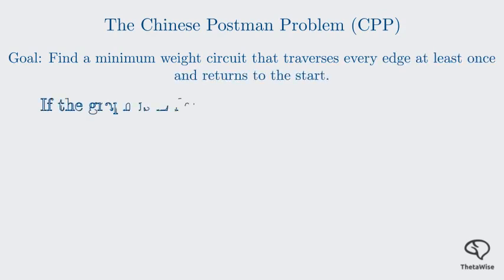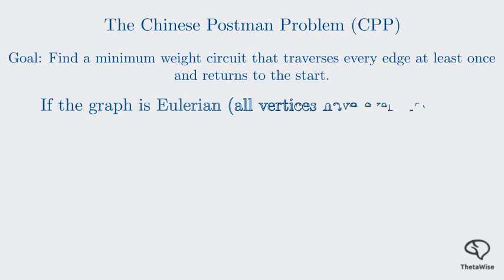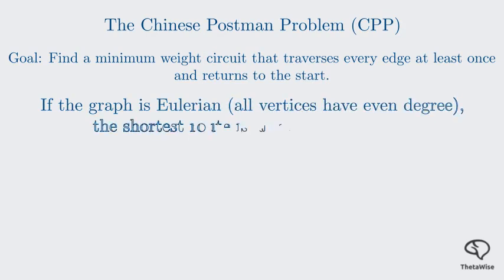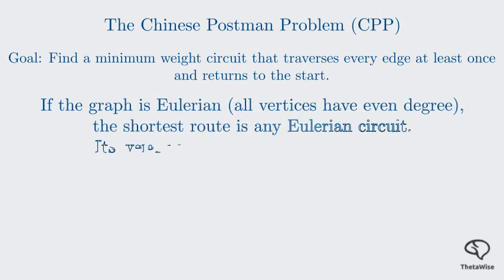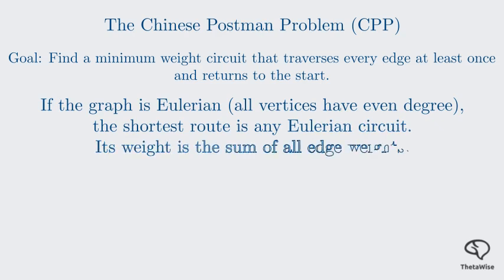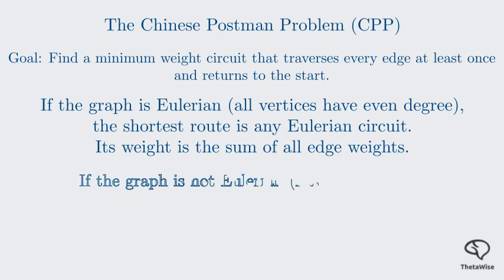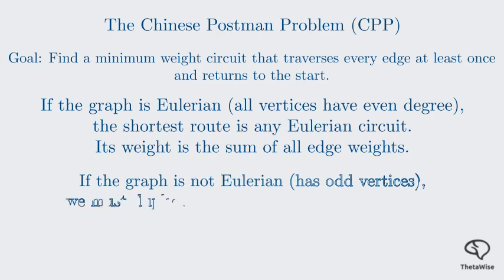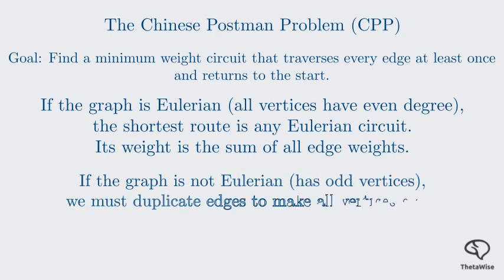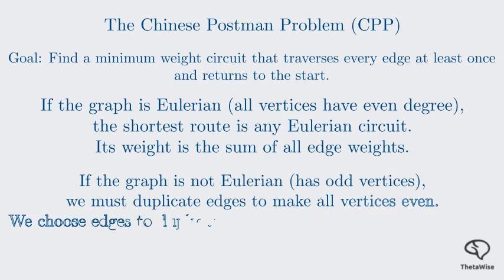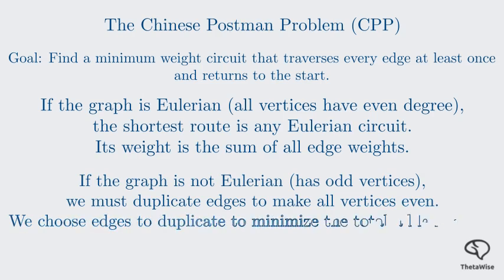First, if the graph is already Eulerian, meaning all vertices have an even degree, the problem is simple. The shortest route is any Eulerian circuit, and its weight is just the sum of the weights of all the edges in the graph. But what if the graph is not Eulerian? If the graph has odd vertices, we can't visit every edge exactly once and return to the start. The solution is to turn it into an Eulerian graph by duplicating some edges. Our task is to choose the edges to duplicate in a way that minimizes the total weight added to the route. Let's work through an example with a semi-Eulerian graph.